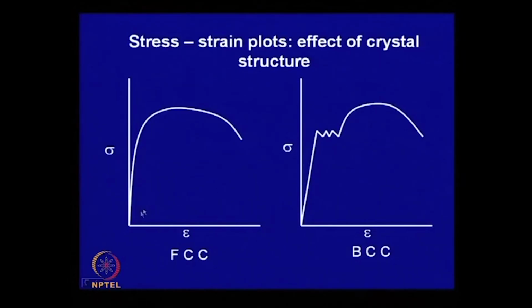Whereas, in case of a face centered cubic structure, the plot is very smooth. For example, in case of copper or aluminum, you will get a smooth stress strain plot as shown over here.